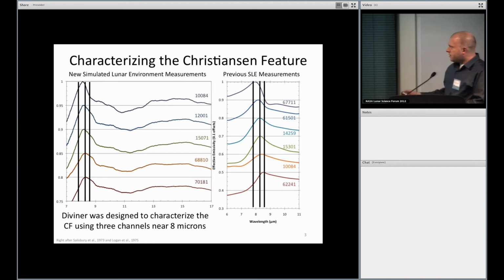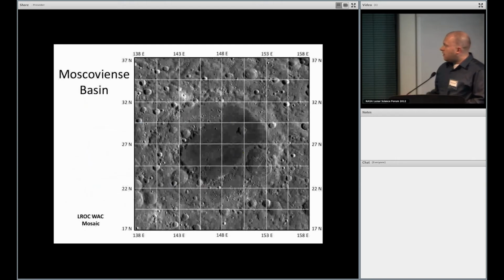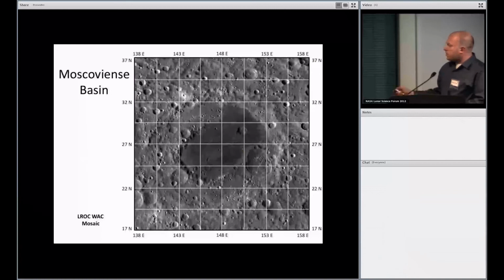So Diviner was designed to characterize this feature, and this feature shifts in a diagnostic way to shorter wavelengths for more feldspathic compositions and to longer wavelengths for more mafic compositions. So taking a look at Moscoviense, I'm sure most of you are very familiar with it. Large multi-ring basin that's been infilled in the center with mare. This is from the LROC WAC mosaic.